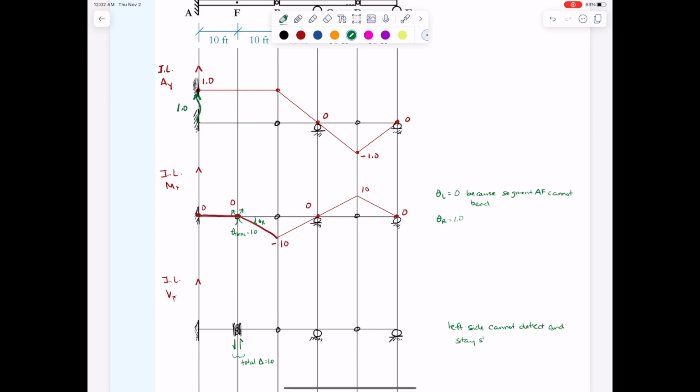And so then what happens is on the right hand side where I have the shift, all that total deflection is going to be concentrated on the right hand side. So compared to the last example, where that total of one was shared left and right, this time it's not shared because it's not possible on segment AF. So it's all on the right. I can use similar triangles to solve the rest of the values.